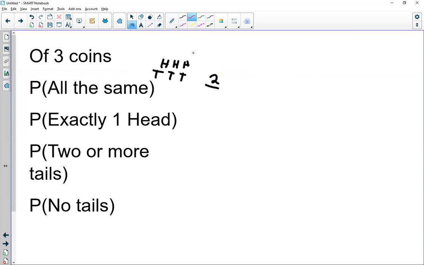When you have 3 coins, you have to use the counting principle to figure it out. The first coin could be 2, the second coin has to be 2, and the third coin has to be 2, because you could get heads or tails, heads or tails, heads or tails. Each has 2 options. So there's 8 possible combinations. So it's 2 out of 8.